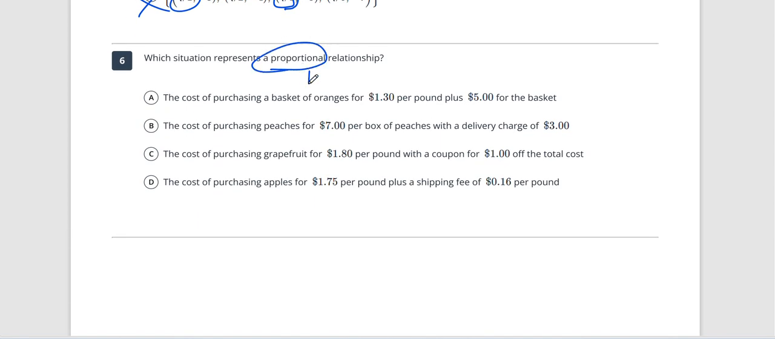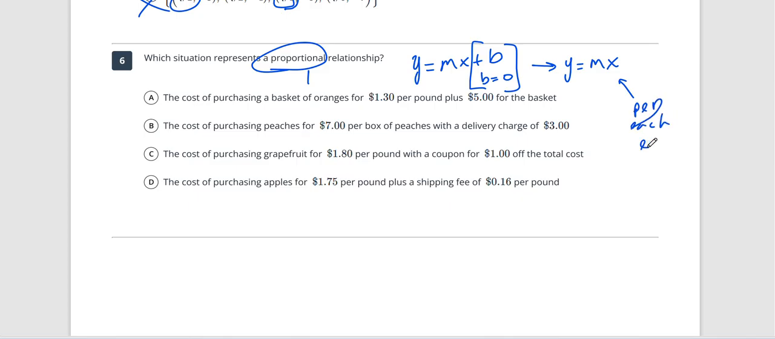Proportional, when you look for proportional, look for one number. This has two numbers, two numbers, two numbers, two numbers. Okay, so that can mess things up. So for proportional, we're going to go y is equal to mx plus b, but where b is equal to 0. When that happens, this part here disappears. If b is equal to 0, then we just basically have y is equal to mx. Now, remember the words that go with this are per, each, every. So we're looking for numbers here that go with per, each, every. Okay, let's look at that.